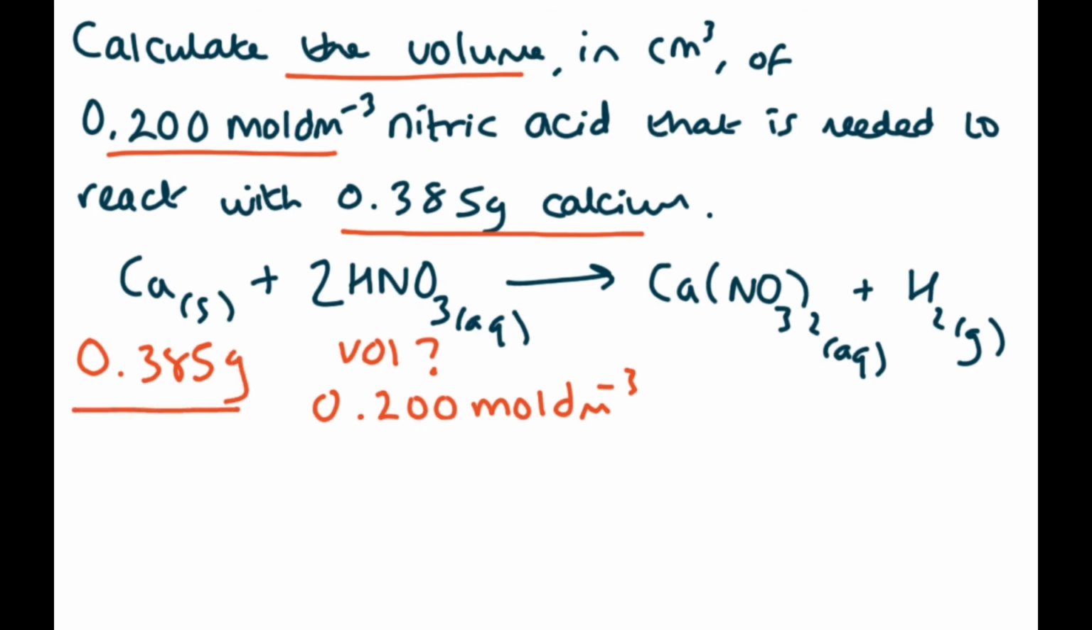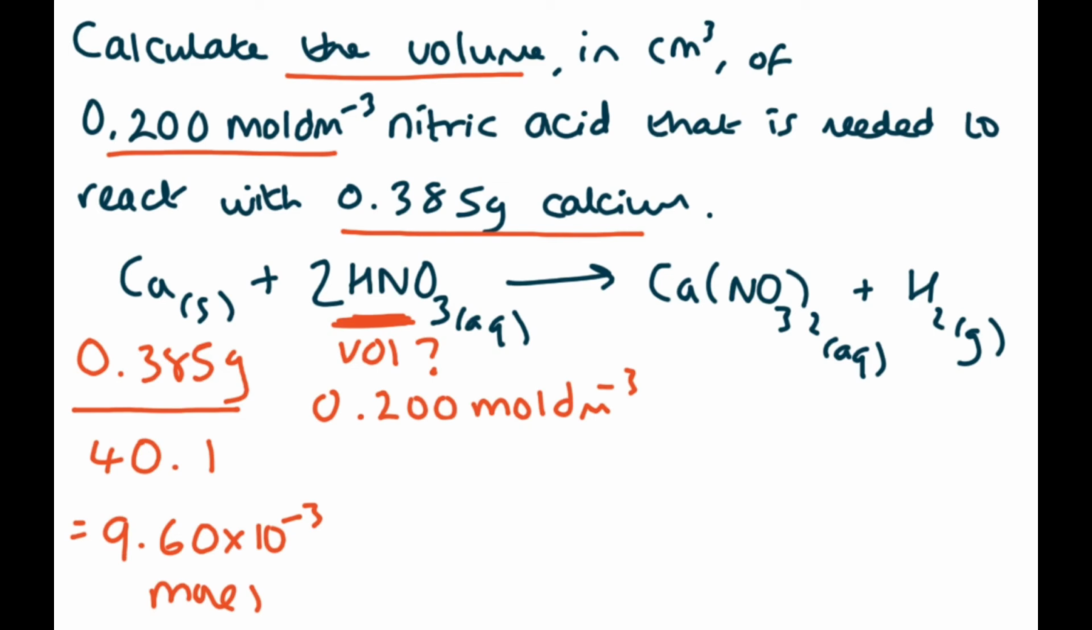The first thing we can do is work out the moles. So divide the mass by the relative atomic mass, and that equals 9.60 times 10 to the minus 3 moles. That's the amount of calcium. So what's the moles, the amount of nitric acid, going to be? Well, the ratio is 1 to 2. So if there's that many moles of calcium, the moles of nitric acid is going to be 2 times that moles.